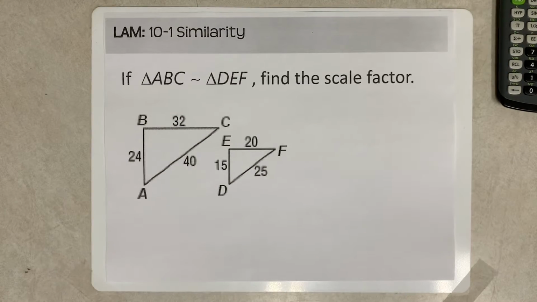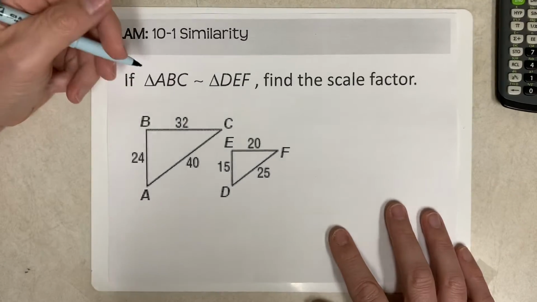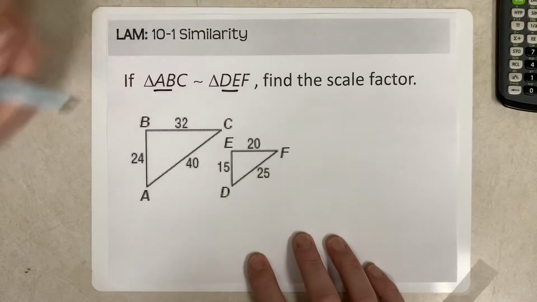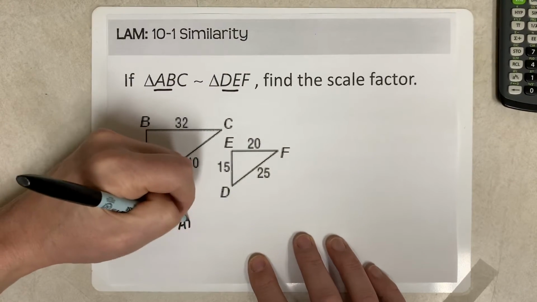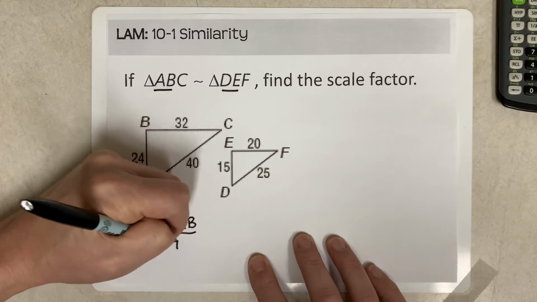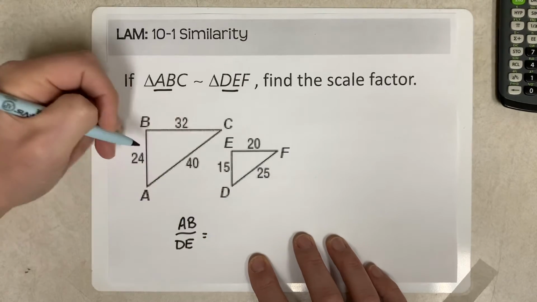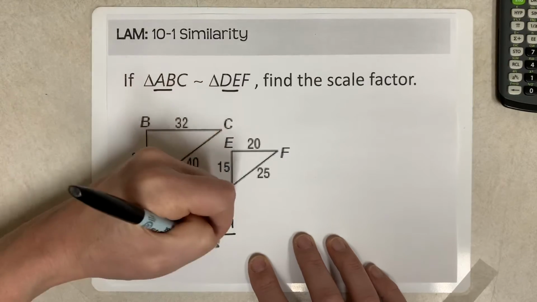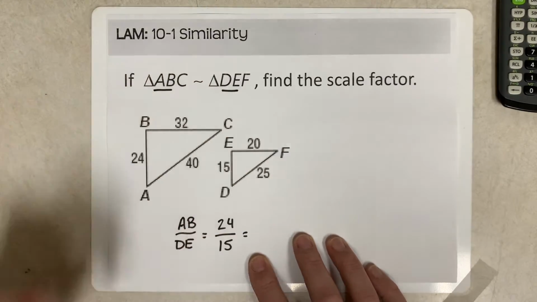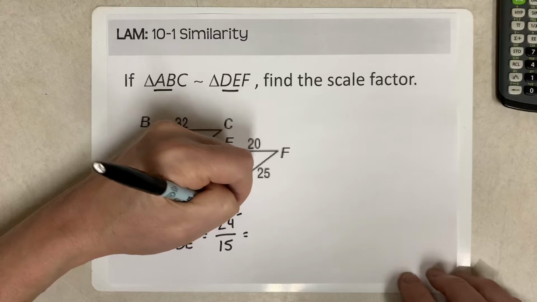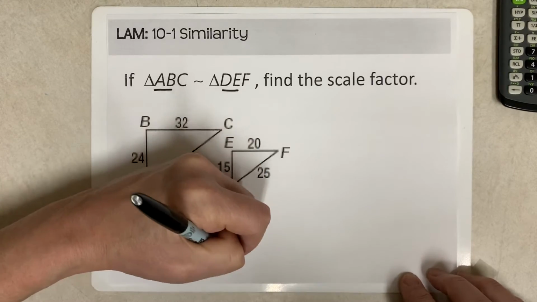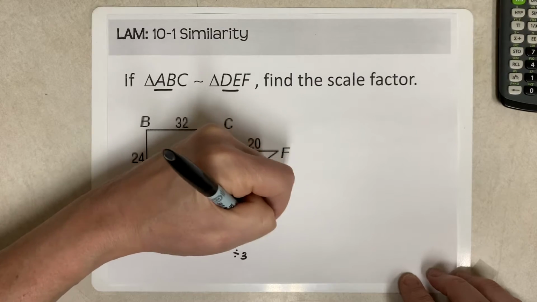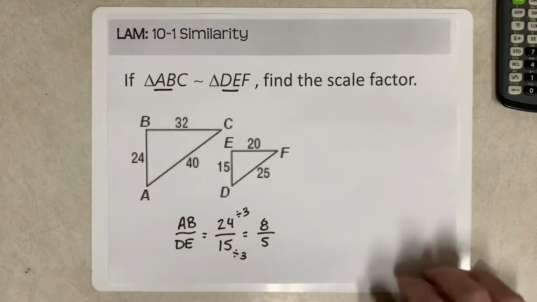Okay, here we have A, B, C, D, E, F. We have all three sides for both of them. So I'm going to pick A, B, and D, E this time. So A, B over D, E, my ratio. A, B is 24. D, E is 15. I know that 3 goes into both of those. 3 goes into 24 8 times, and 3 goes into 15 5 times. So that's going to be 8 over 5 is my scale factor.